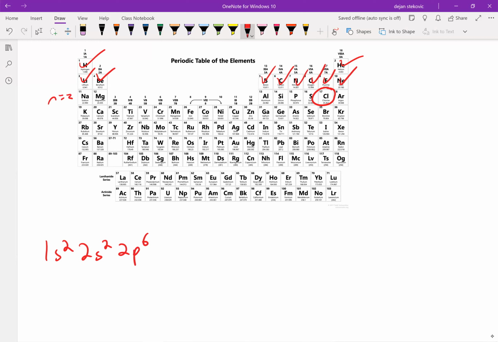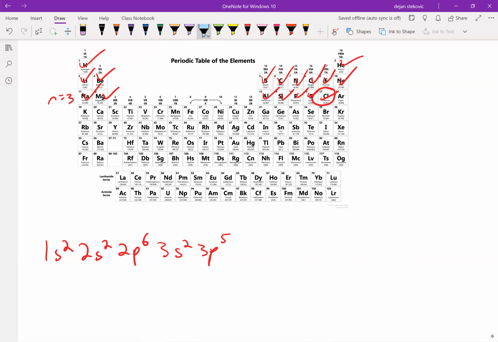And now we're all the way down to n is equal to 3. We can see both of those spots are filled. So 3s2. And then 1, 2, 3, 4, 5. So that's 3p5. And there's our electron configuration for chlorine. As you can see, when we get down here, this is going to get very, very long, right? And it's going to be a pain to write out.